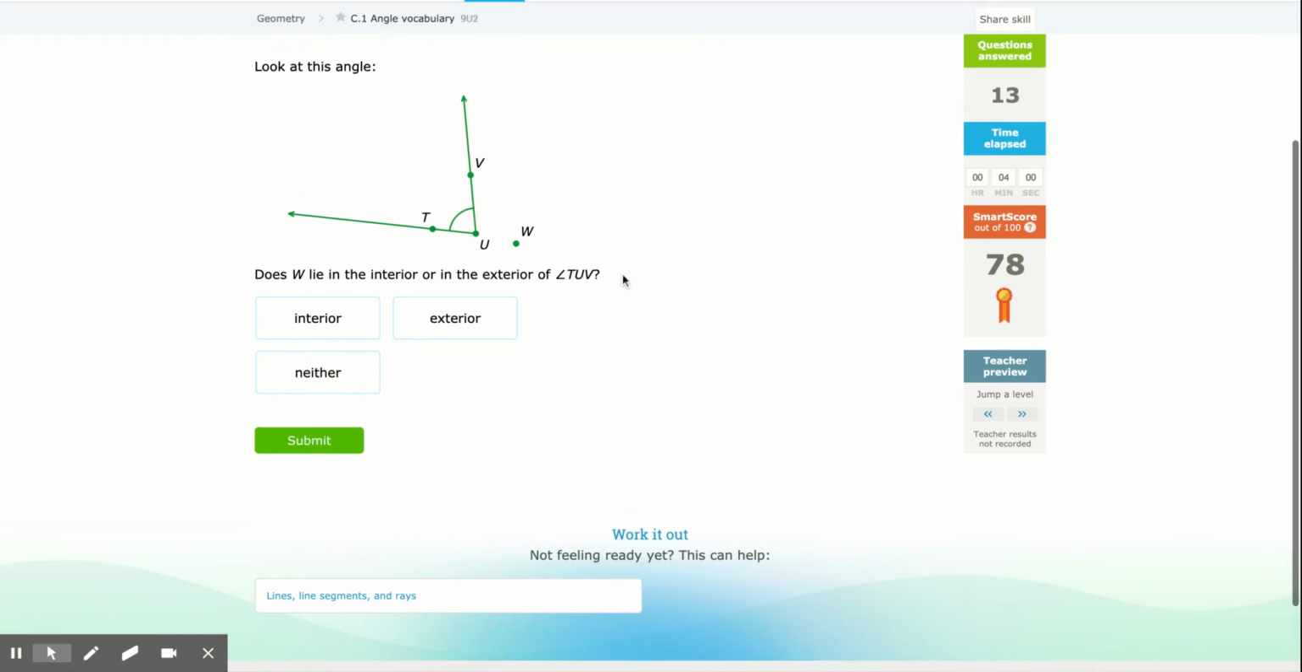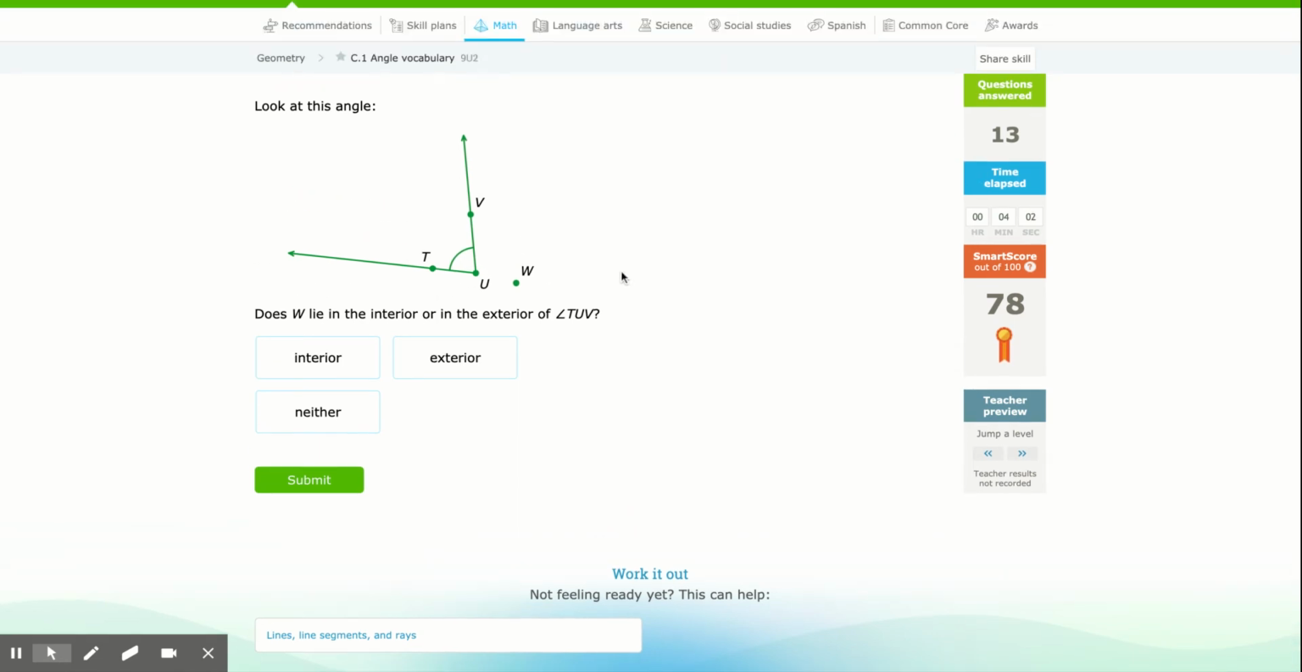All right, now we're talking about what it means to be inside, or in the interior of an angle, versus on the exterior of an angle. The interior is always the part that is less than 180. The exterior is always more than 180. In other words, we go around and keep going. Here, this is less than 180. So W is on the exterior of the angle.